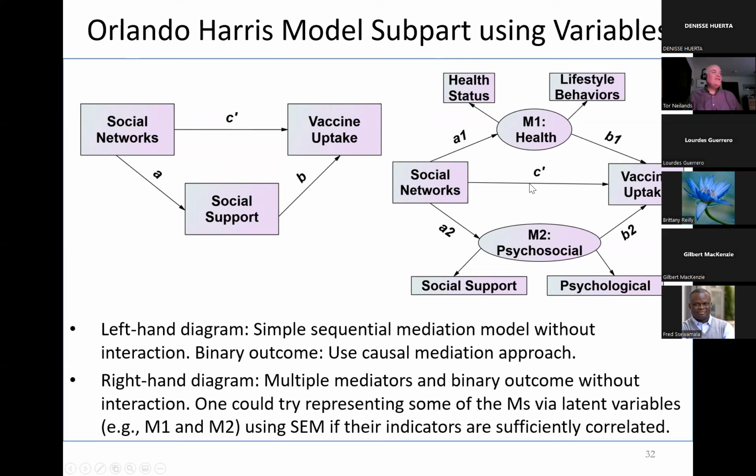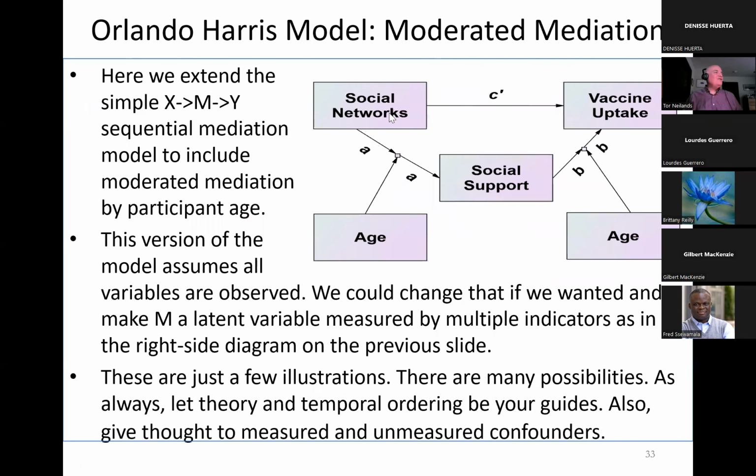You can make it fancier using some of the principles we talked about with SEM, social networks leading to vaccine uptake, but you have a couple latent variables here, health measured by health status and lifestyle, and a psychosocial latent variable measured by social support and psychological variables like, say, depression or anxiety. And then you can take this even further and expand it to have moderation by age. So this takes the simpler model, the social networks to social support to vaccine uptake, and moderates the A pathway and the B pathway by age.